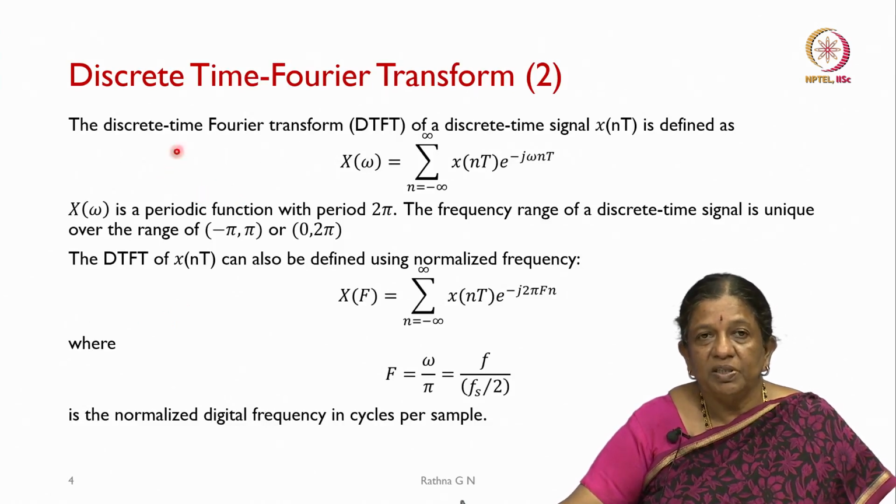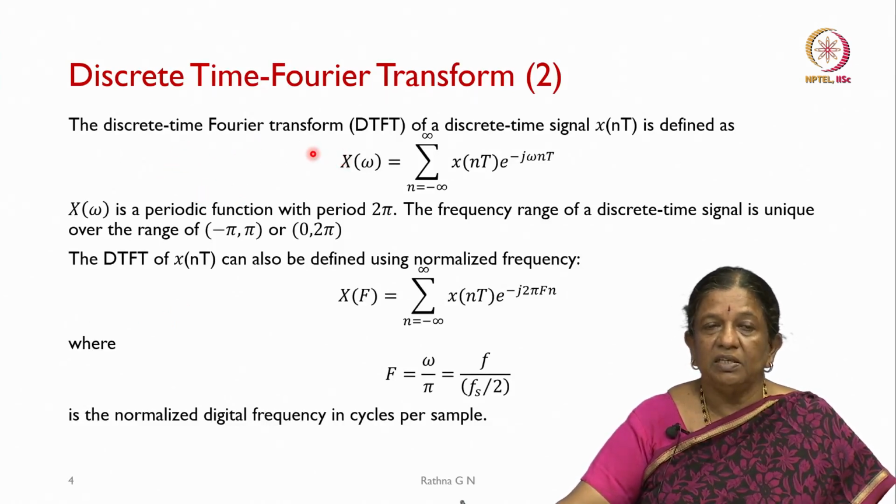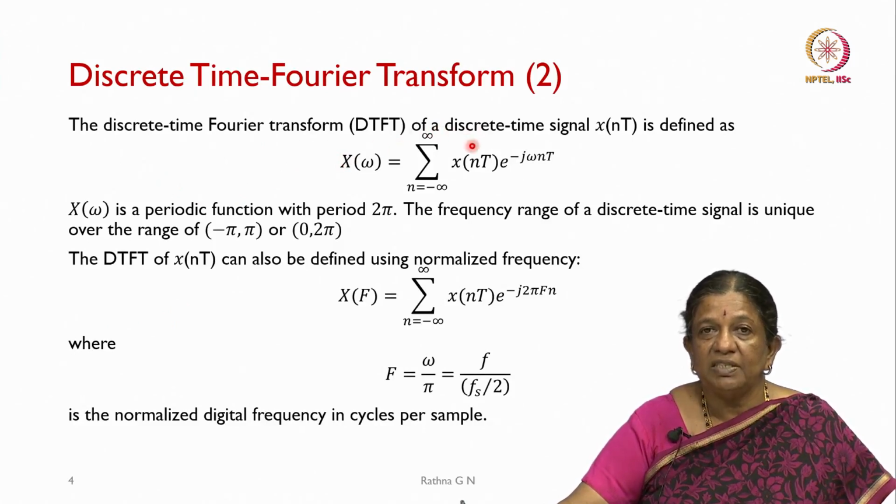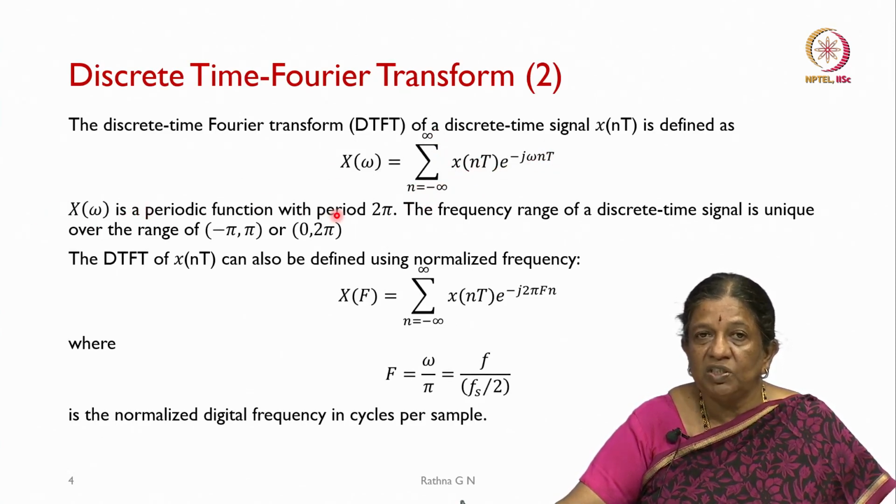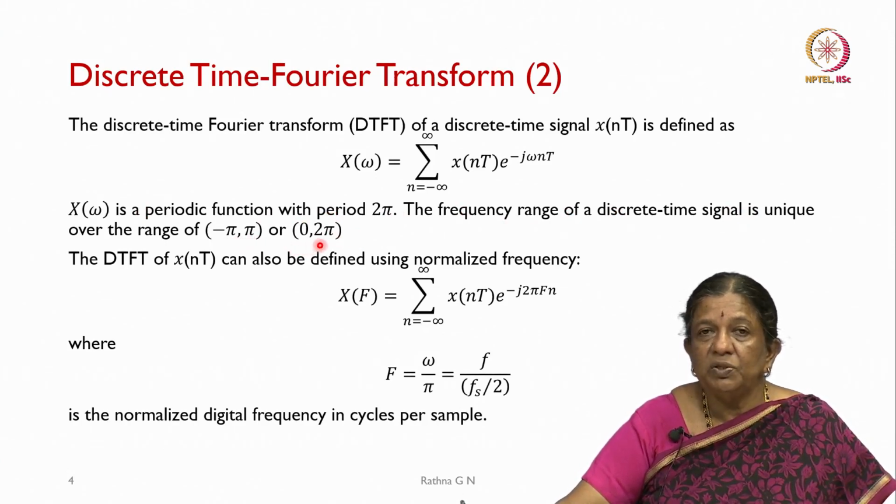Coming to the definition, we know that the discrete time Fourier transform, DTFT, for the discrete time signal x of nT is defined with this equation: X of omega is equal to the sum from n equals minus infinity to infinity of x of nT times e to the power minus j omega nT, and we say X of omega is a periodic function with period 2 pi. So the frequency range of a discrete time signal is unique over the range minus pi to pi, or we can consider 0 to 2 pi.